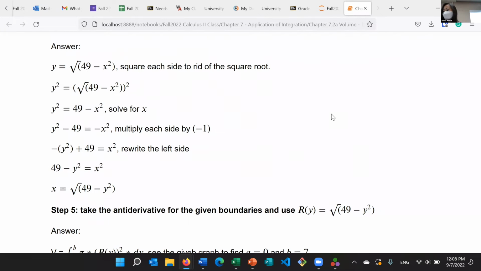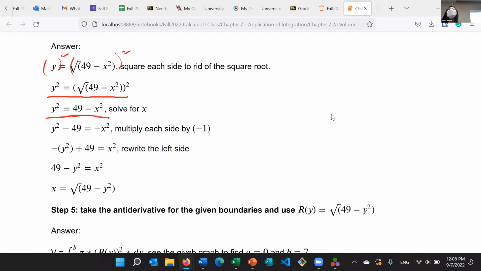You want to get rid of this, what? Square root. That's right, I want to get rid of the square root. So what do you do? You square both sides. Right? So that's why you have this. Then you get what? Next thing is y squared is equal to 49 minus x squared.